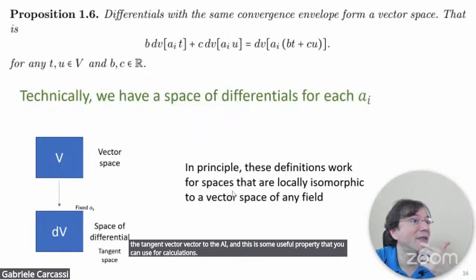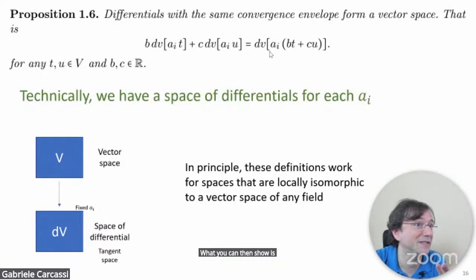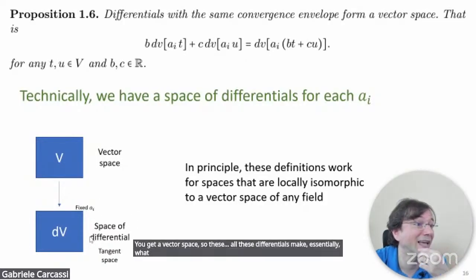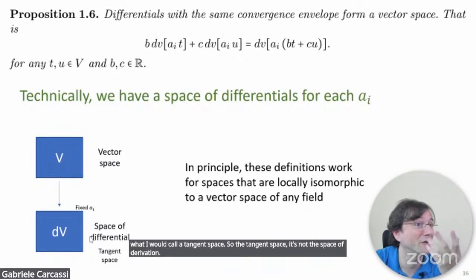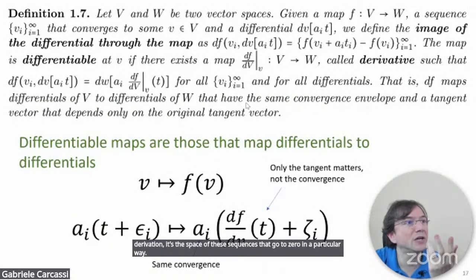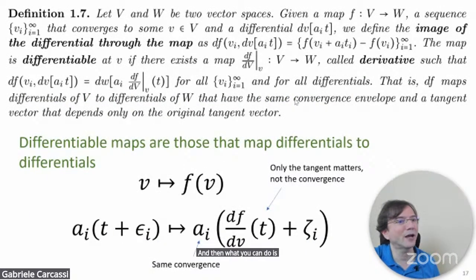What you can then show is that if you fix your a_i, you get a vector space. So all these differentials make essentially what I would call a tangent space. So the tangent space is not the space of derivations, it's the space of these sequences that go to 0 in a particular way.